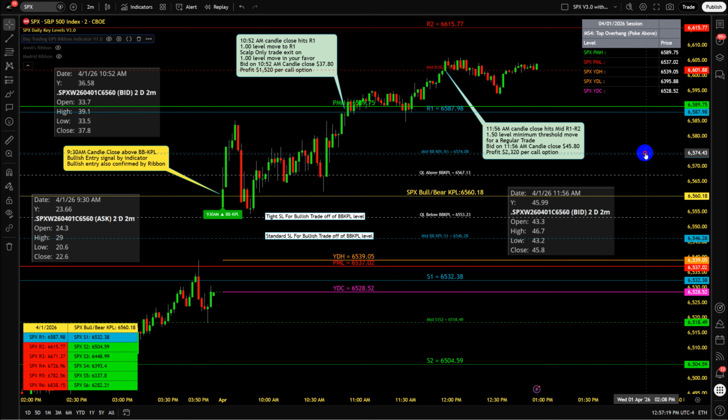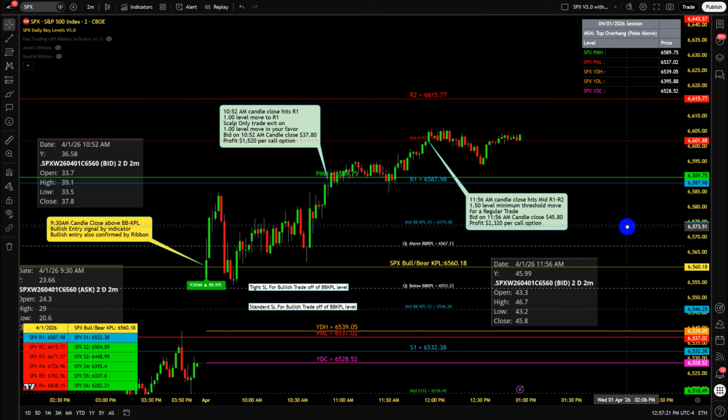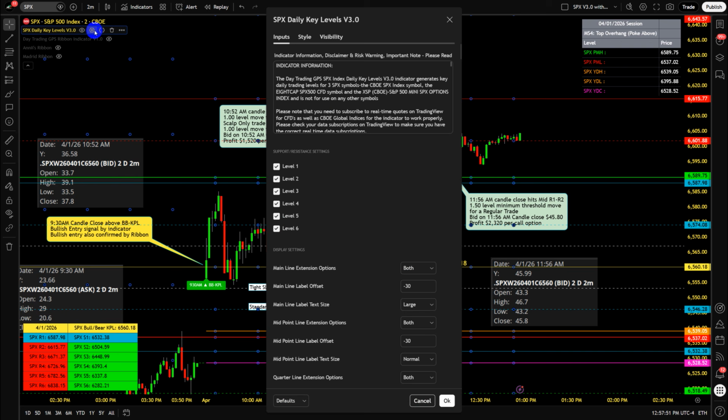Then what you're looking for after that is the price to continue moving in your favor, and then at each additional key level in your favor, which is defined after the 1.5 level move as either a main key level, one of these contextual levels, which in this case would not apply on this particular trade because all of them are beneath the 1.5 level move, or any midpoint that occurs after.